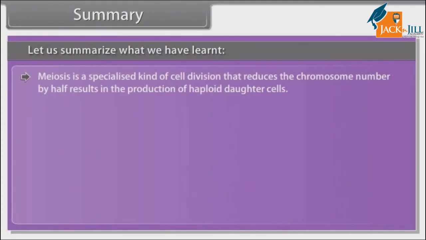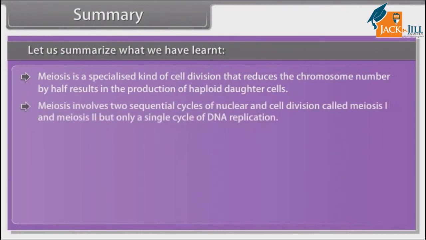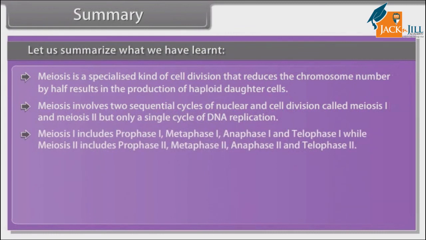Meiosis is a specialized kind of cell division that reduces the chromosome number by half and results in the production of haploid daughter cells. Meiosis involves two sequential cycles of nuclear and cell division called meiosis I and meiosis II, but only a single cycle of DNA replication. Meiosis 1 includes prophase 1, metaphase 1, anaphase 1 and telophase 1, while meiosis 2 includes prophase 2, metaphase 2, anaphase 2 and telophase 2.